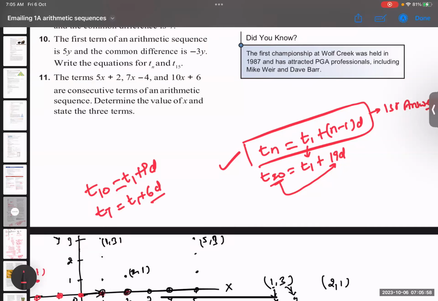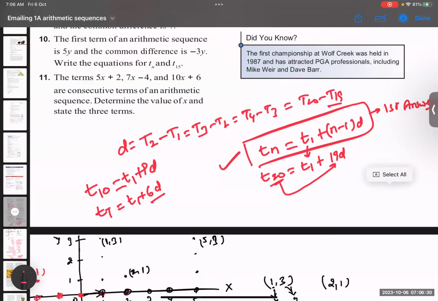And how do you find the difference? The difference formula: any term is to be subtracted from the next term. T2 minus T1, T3 minus T2, T4 minus T3, T20 minus T19, whatever term you're talking about, you can subtract any term from the next term. You'll get the common difference. Let's continue the question.